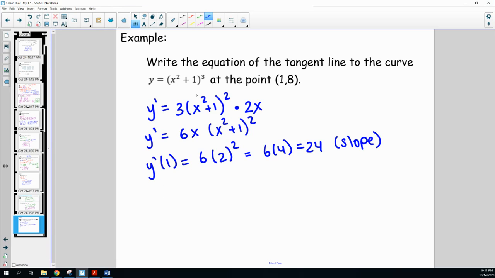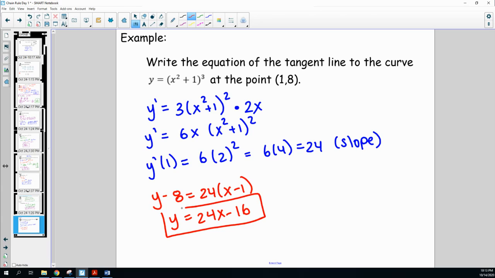And then I'm going to do my equation of the tangent line by using point slope form. So y minus my y value of 8 equals my slope of 24 times x minus my x value of 1. So then I'm going to have y equals 24x, and then I have negative 24 plus 8, so negative 16. And that will be my equation of the tangent line.